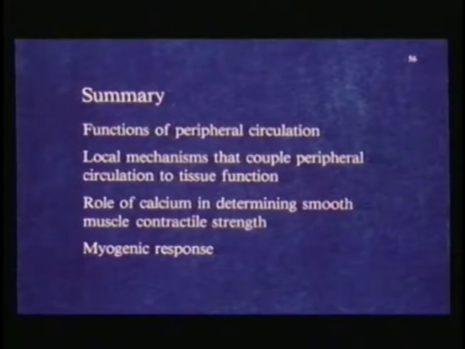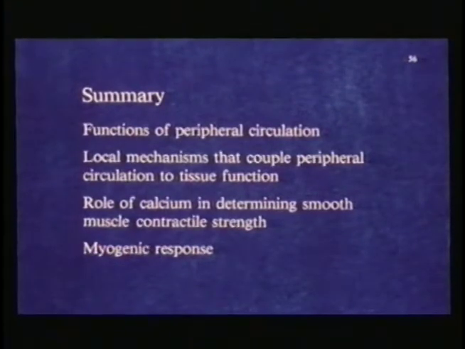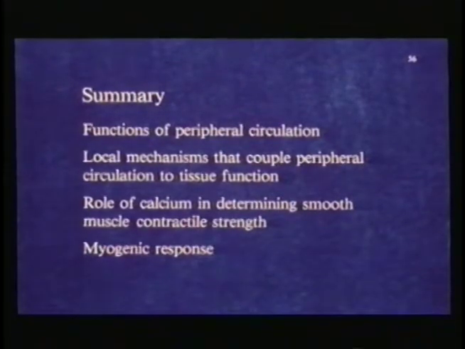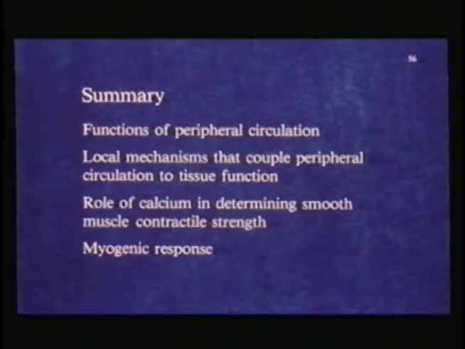56. This concludes part 1 of local control. We discussed the functions of the peripheral circulation, described the local mechanisms that couple peripheral circulation to tissue function, discussed the role of calcium in determining smooth muscle contractile strength, and described the details of the myogenic response. It is important to remember that the myogenic response is a regulatory process residing in the nature of smooth muscle cells, especially in their active response to increased circumferential tension or stress. To review these concepts and for a list of additional readings, please refer to your study guide.